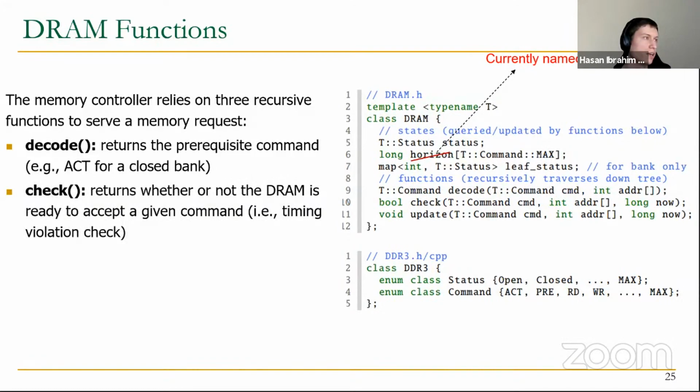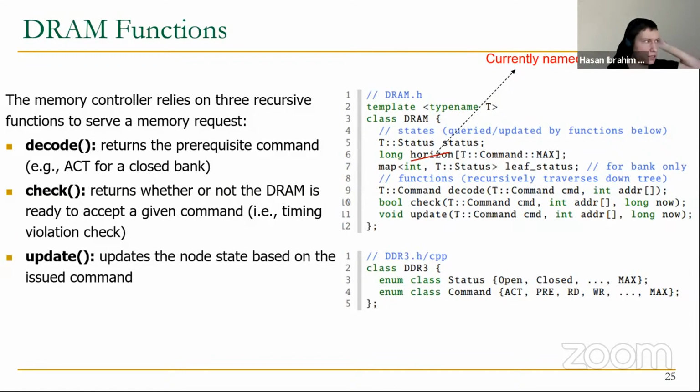Another function is check, and this returns whether or not the timing is satisfied. So let's say the memory controller wants to issue a read command. Basically, it checks whether enough time has elapsed since the last activate command using this function. If it returns true, then it is okay to issue the read command. But otherwise, the memory controller needs to wait additional cycles prior to issuing the read, or it could be a write command as well.